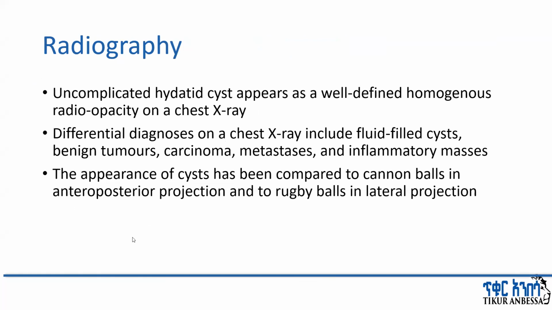Radiography: an uncomplicated hydatid cyst appears as a well-defined homogeneous radio-opacity on the chest X-ray. However, sometimes the differential diagnosis can include fluid-filled cysts, benign tumors, carcinoma, metastasis, and inflammatory masses. And you should be aware of the epidemiology of the disease. In pastoralist areas, you should think of hydatid cyst whenever you get a round cyst in the lung. The appearance of hydatid cyst has been compared to a cannonball on anteroposterior projection and a rugby ball on lateral projection.